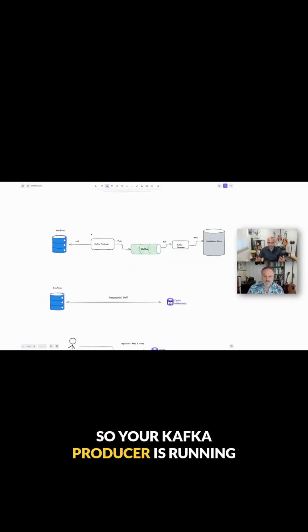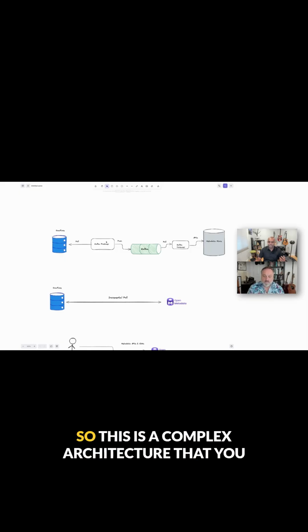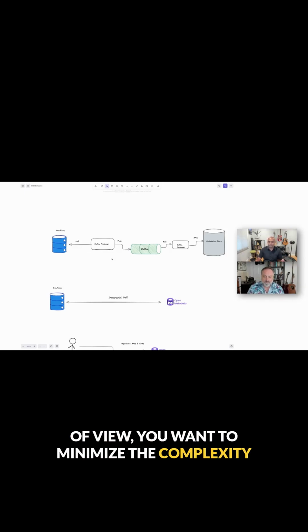So your Kafka producer is running, constantly polling Snowflake, and pushing into Kafka. And on the other side, there has to be a Kafka consumer that can pull the Kafka events that are there and push to the metadata store. So this is a complex architecture that you end up building. And the question always has to be, from an architecture point of view, you want to minimize the components that you want.